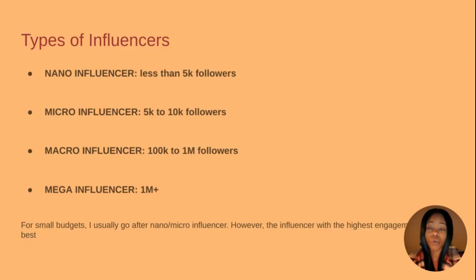So there are four types of influencers. We have the nano influencer, which is usually less than 5,000 followers. Micro influencers is anywhere between 5 to 10,000 followers. And macro influencers usually have 100,000 followers to a million followers. And mega influencers is anything over a million followers.